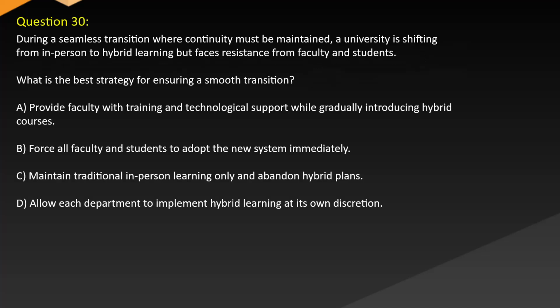Question 30. During a seamless transition where continuity must be maintained, a university is shifting from in-person to hybrid learning but faces resistance from faculty and students. What is the best strategy for ensuring a smooth transition? A. Provide faculty with training and technological support while gradually introducing hybrid courses. B. Force all faculty and students to adopt the new system immediately. C. Maintain traditional in-person learning only and abandon hybrid plans. D. Allow each department to implement hybrid learning at its own discretion.